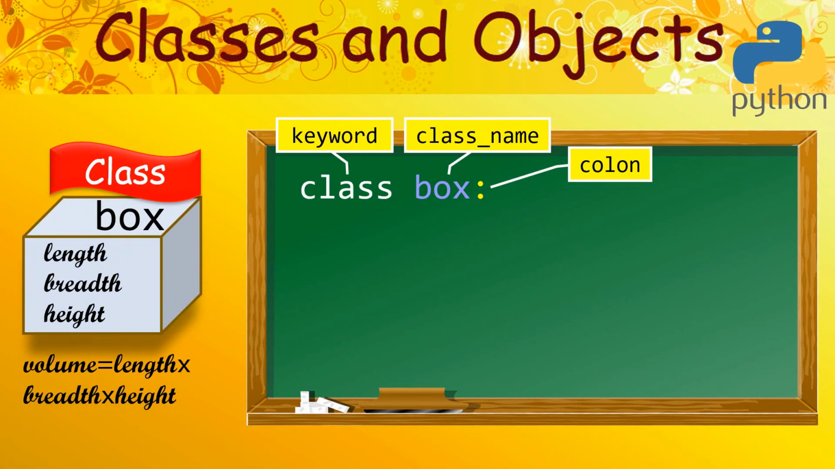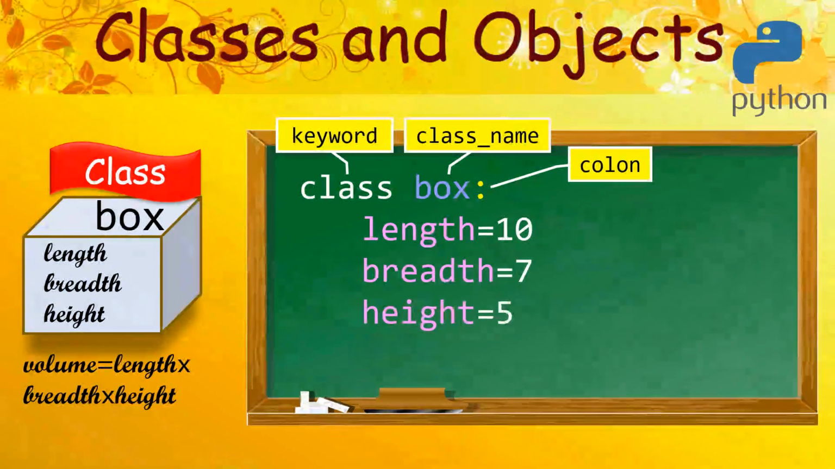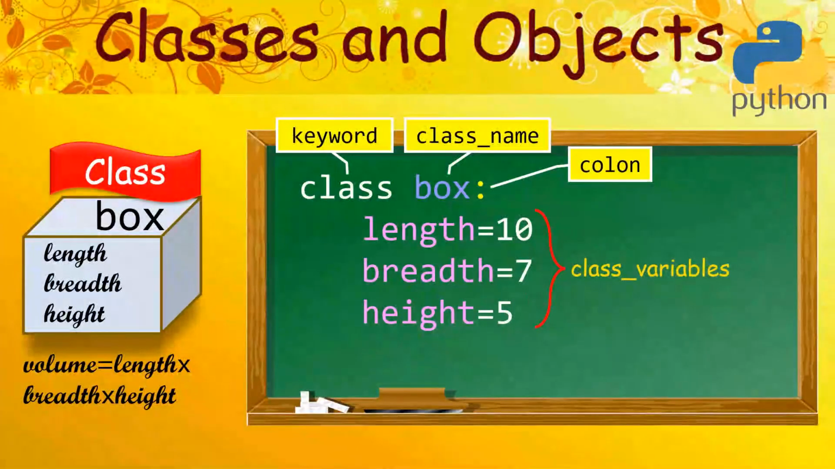And within the body of the class, I am creating 3 variables, length, breadth, and height, with values 10, 7, and 5. These variables are within the class, so they are called class variables. Now I have defined my own class called box. It is time for me to create objects from this class.